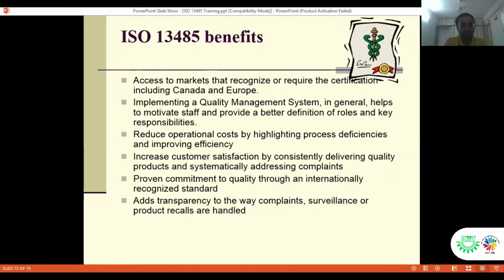So here I talk about the different benefits. I already talked about how it helps in access to different markets: Europe, India, and the Canadian market. It helps to motivate staff and provides a better definition of roles and key responsibilities. It reduces operational costs by highlighting process deficiencies and improving efficiencies. It increases customer satisfaction by consistently delivering quality products and systematically addressing complaints. It shows a proven commitment to quality through an internationally recognized standard. It adds transparency to the way complaints, surveillance, or product recalls are handled. So these are the various benefits you can see.